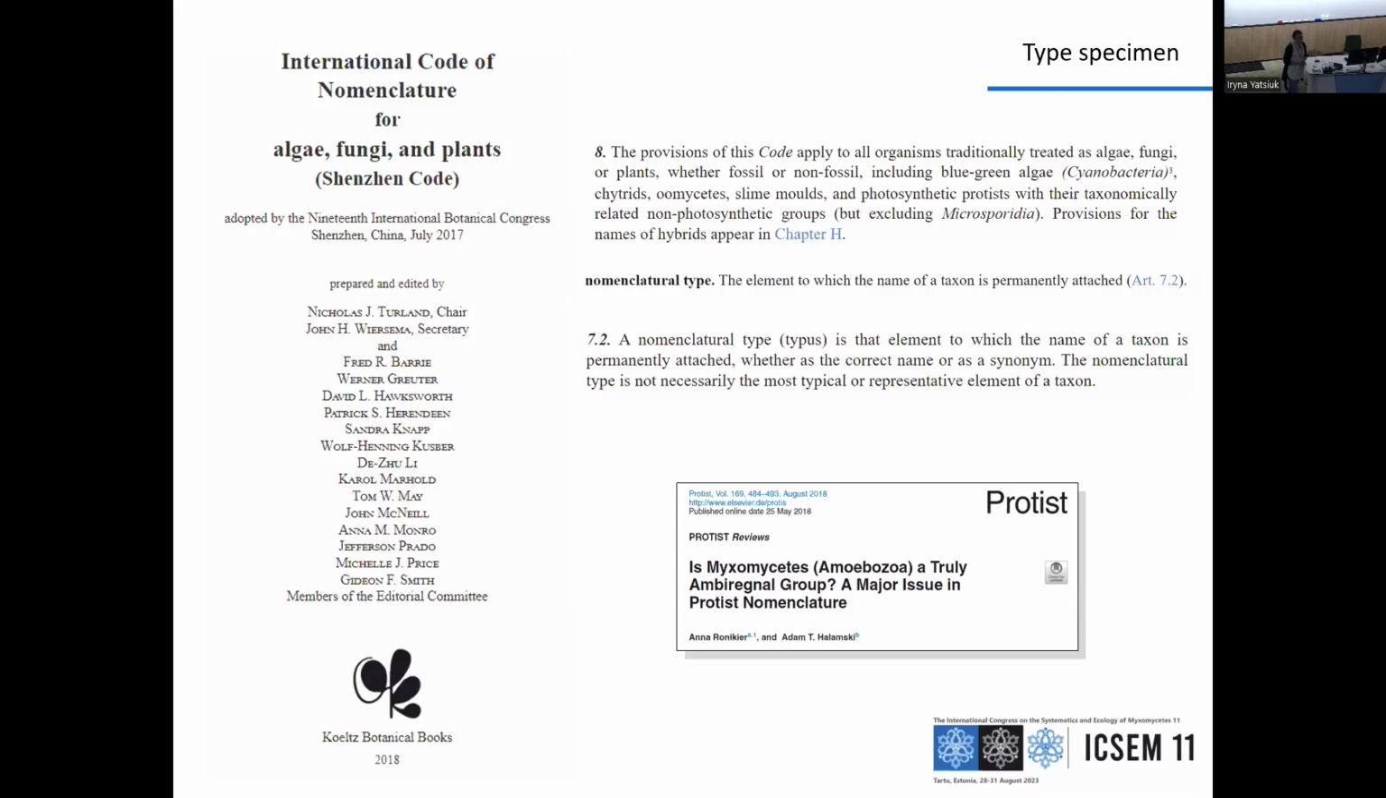Following the code of nomenclature for algae, fungi, and plants, you can find more. This is, of course, the best publication where you can find information on type specimens and nomenclature of myxomycetes in general. So for instance, you can learn that a living culture cannot be designated as a type for a myxomycete species. That can be done for animals, but they fall under the provision of the zoological code. Some protistologists suggest that myxomycetes should go under the zoological code, but this is not the case.